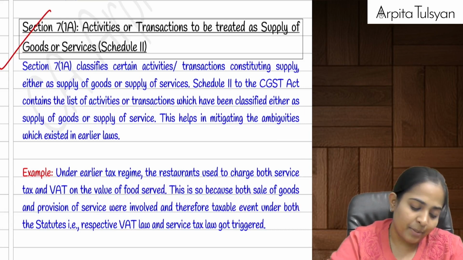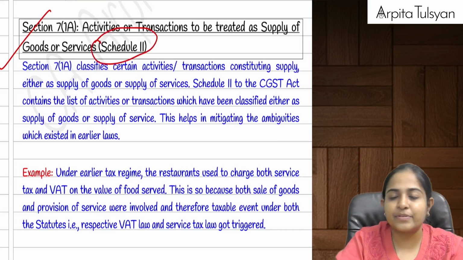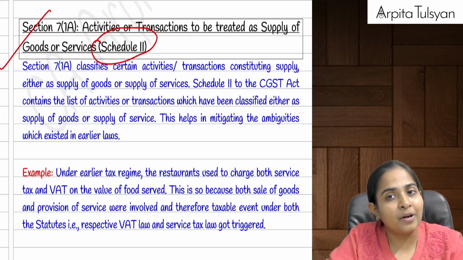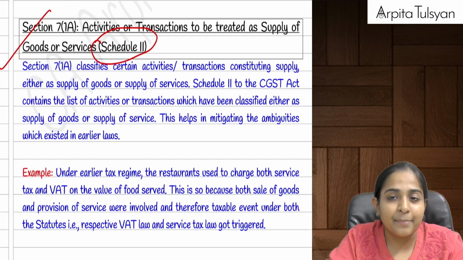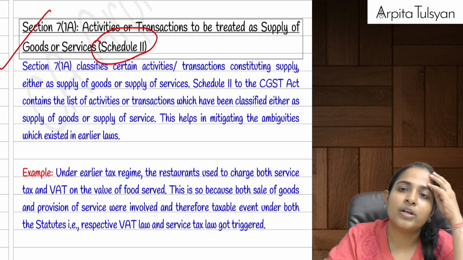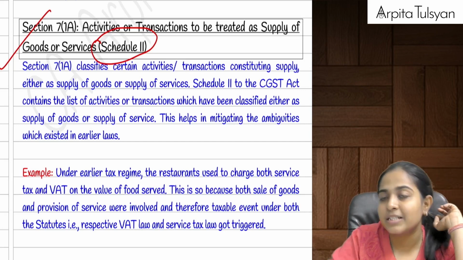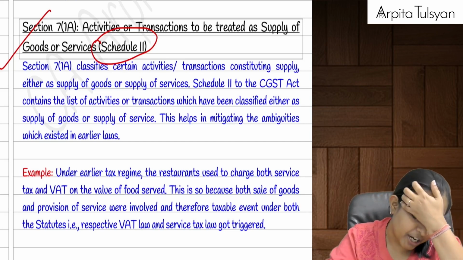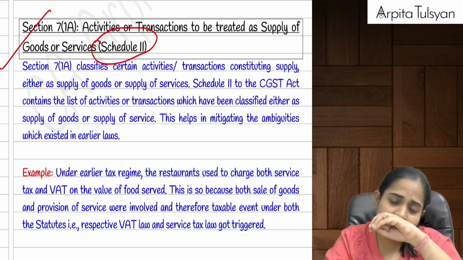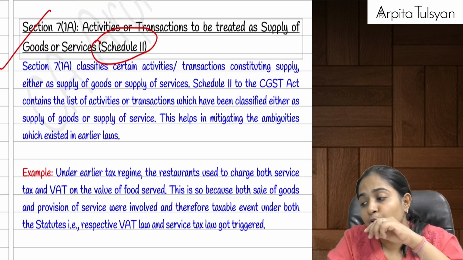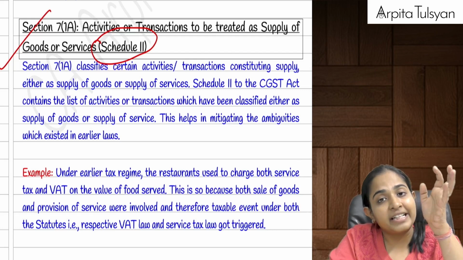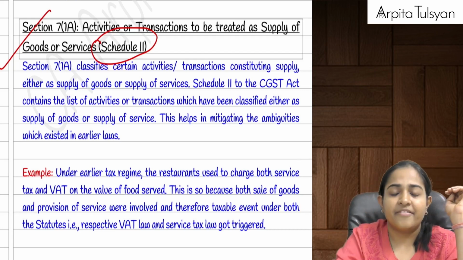Yes, and one more thing, whatever transactions we are going to study in 7.1a are listed in Schedule number 2. What was Schedule number 1? Schedule number 1 was nothing but your deemed supply. Even if it is done without consideration, in the course or furtherance of business, it will be considered as a supply. But in Schedule number 2, we are not going to ascertain whether it is a supply or not. It is already ascertained that it is a supply. You just need to bifurcate whether it is supply of goods or supply of services. Very clear till here?